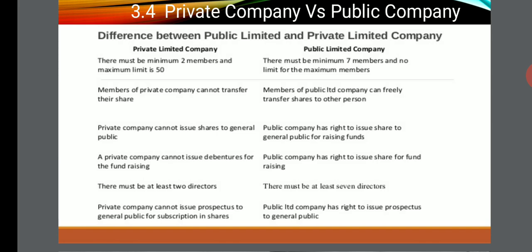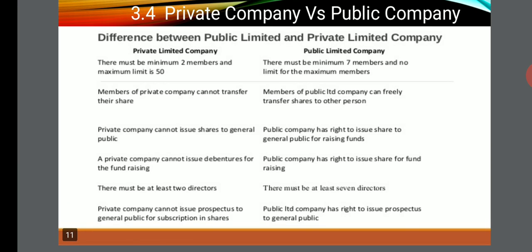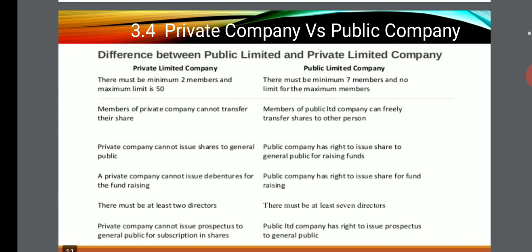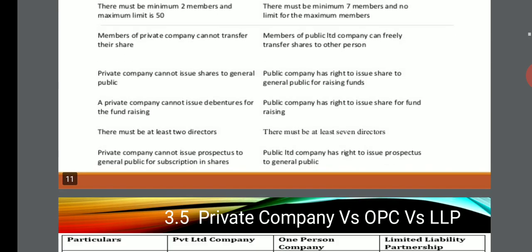Private company cannot issue shares to the general public. Public company has the right to issue shares to the general public for raising funds. A private company cannot issue debentures for raising funds. Public company has a right to issue debentures for fundraising. There must be at least 2 directors in case of private limited company, and at least 7 directors in case of public limited company. Private company cannot issue prospectus to the general public for subscription in shares. Public limited company has a right to issue prospectus to the general public. So these are the differences between private company versus public company.